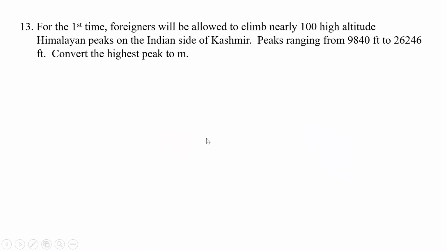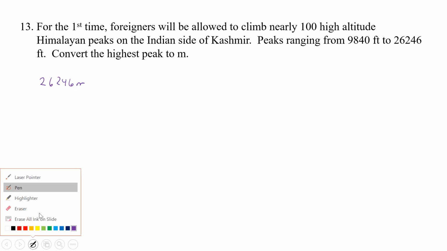All right, so it says for the first time, foreigners will be allowed to climb nearly 100 high-altitude Himalayan peaks in the Indian side of Kashmir. Peaks ranging from 9,840 feet to 26,246 feet. And then what we need to do is convert that highest one to meters. And so the highest one is 26,246. Oops, that's feet, and we need to convert to meters.